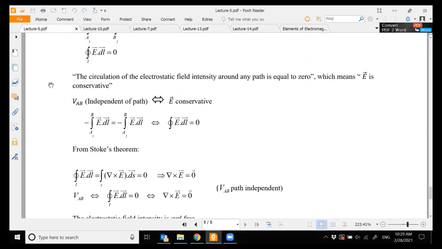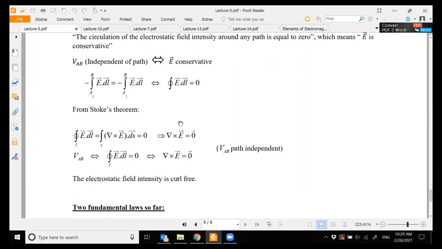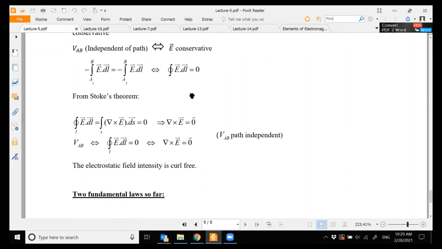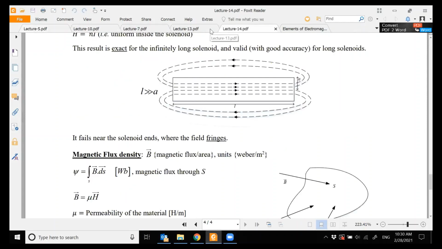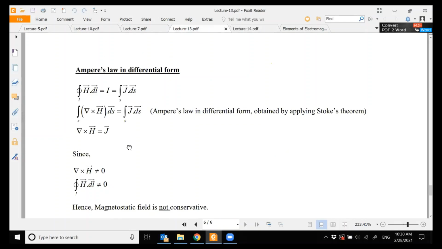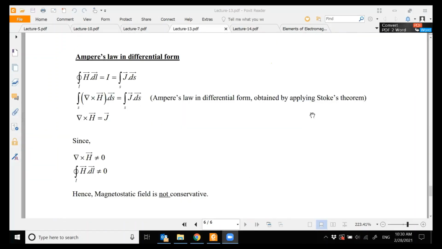If you remember in electrostatics, what we got was del cross E is equal to 0. And that's why the closed line integral of E bar dot dl bar was 0. And therefore we said that the electric field is conservative. But here it's not the case. Del cross H is not equal to 0. Therefore the magnetostatic field is non-conservative. You need to understand this.